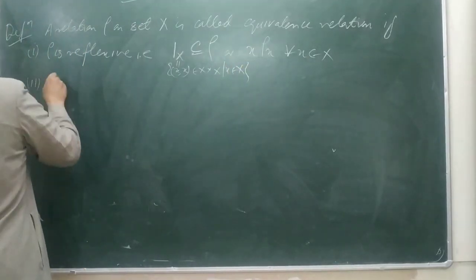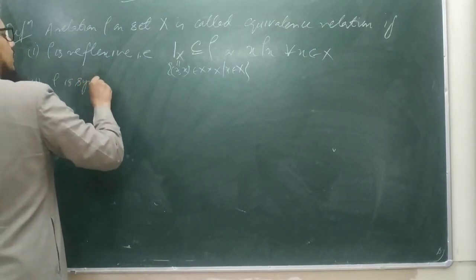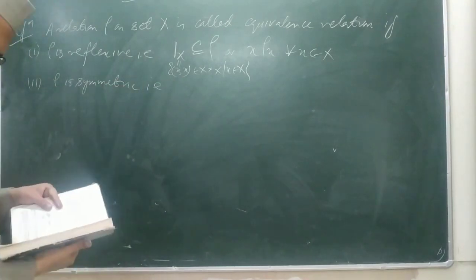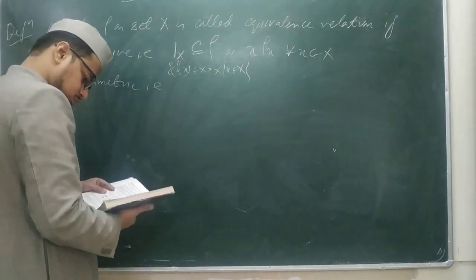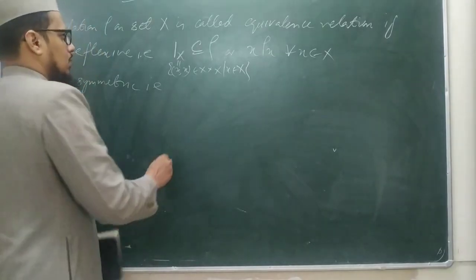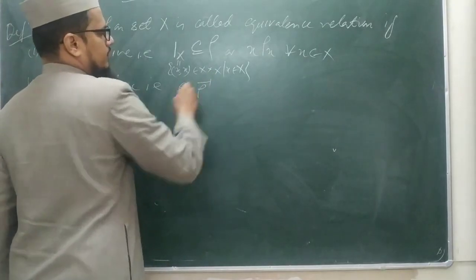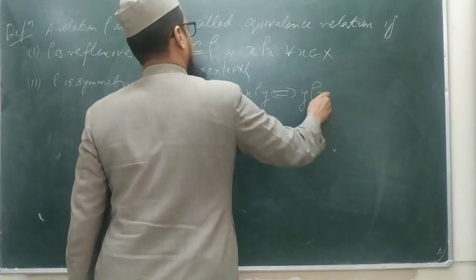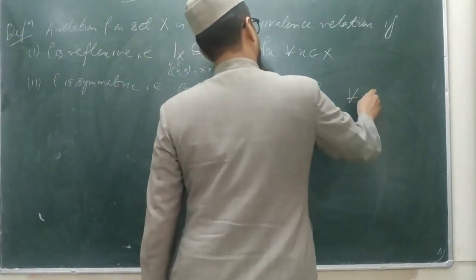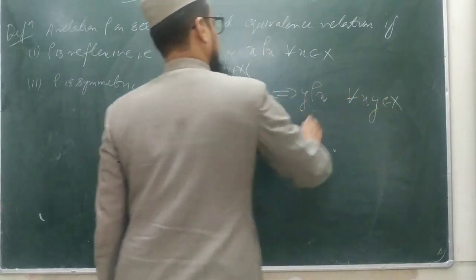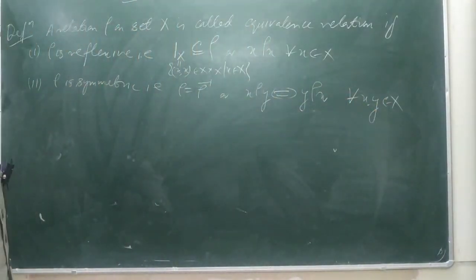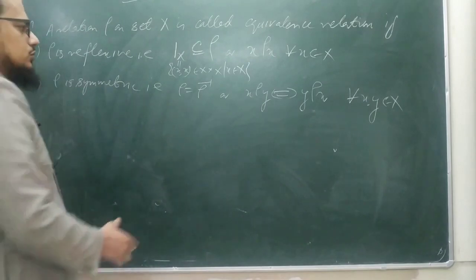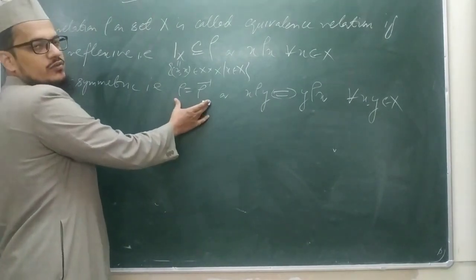Second is what? Rho is symmetric. That is, rho is equal to rho inverse, or you can say that x rho y implies y rho x for every x, y belongs to x. Correct? If x comma y belongs to rho, then it implies y comma x belongs to rho. If y comma x belongs to rho, it implies x comma y belongs to rho. So you can just also write rho equal to rho inverse.